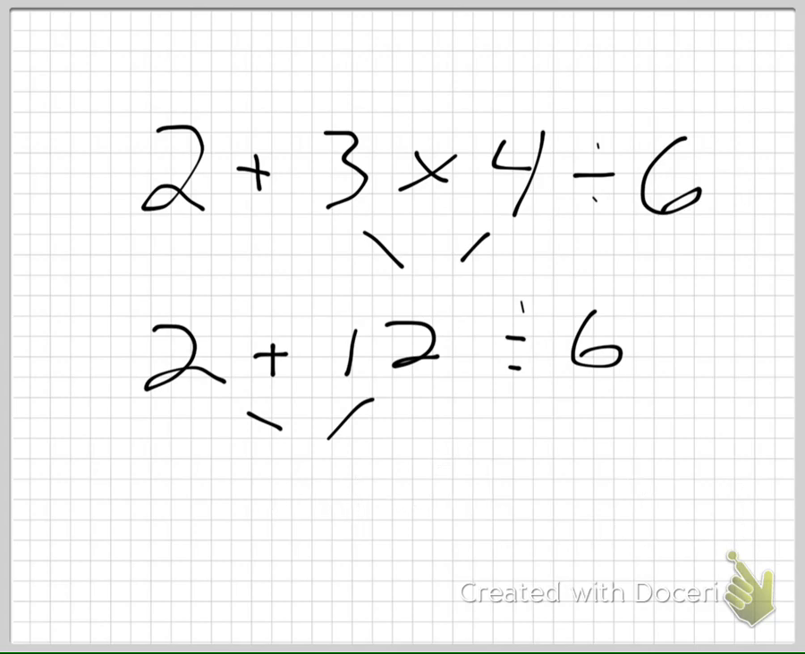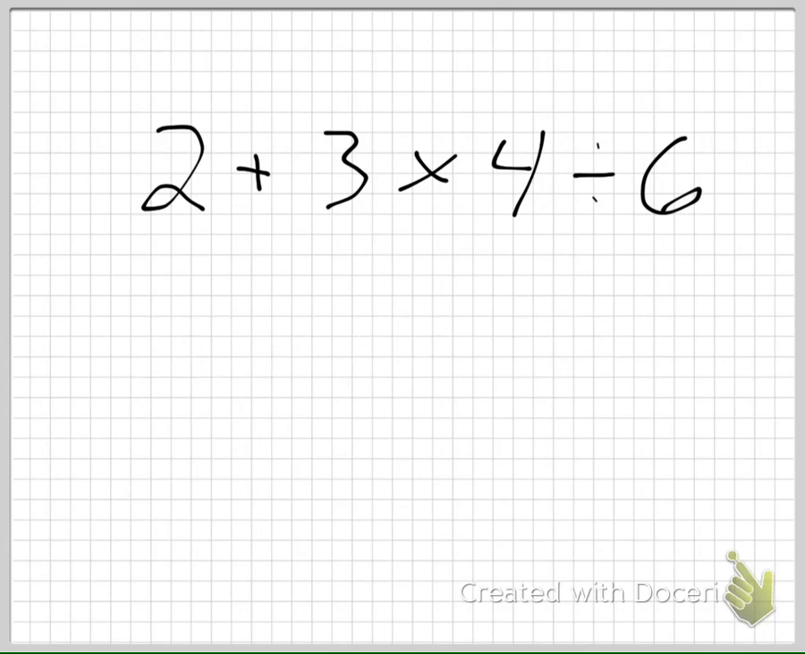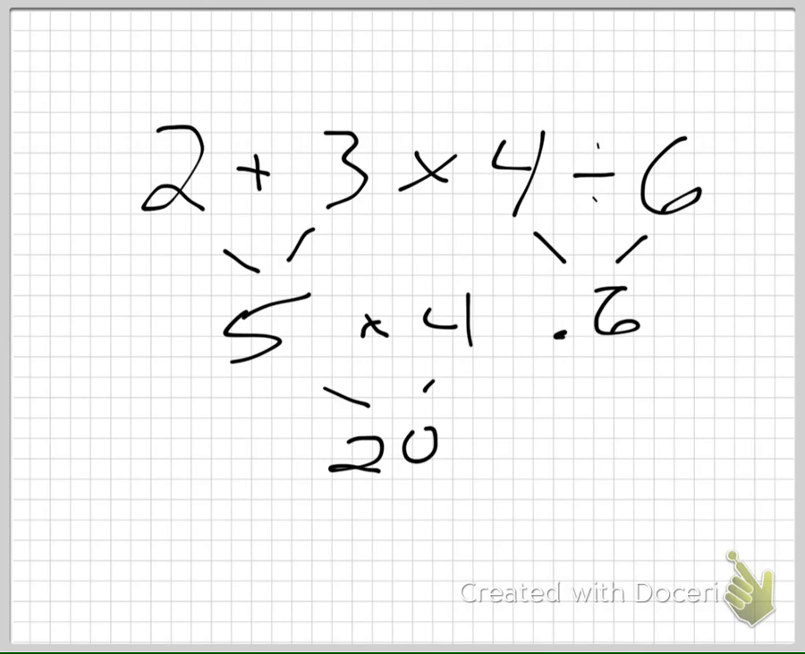And then what about the next person? What if they decided they were going to do the division first? 4 divided by 6 is 2/3, so 0.6 with a line over it. Then they went 2 plus 3 is 5, times 4 is 20. 20 times 0.6 is 12. Which one's right?